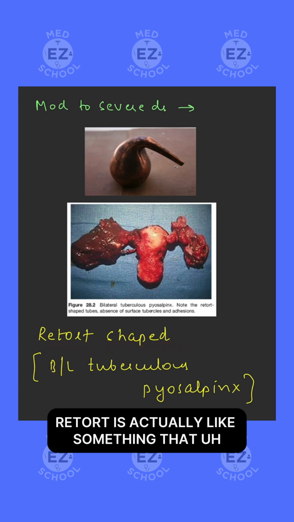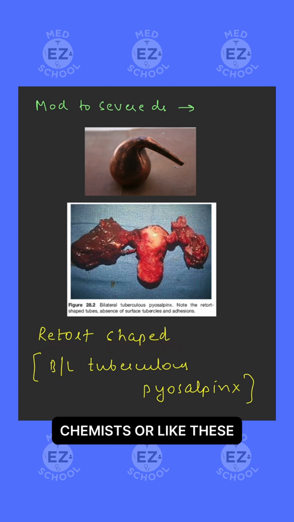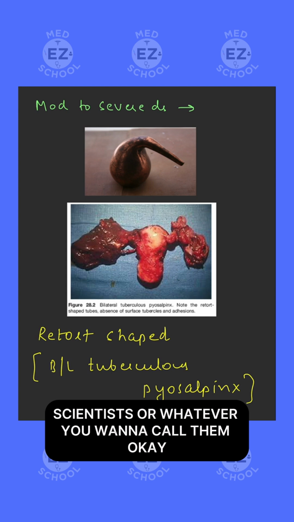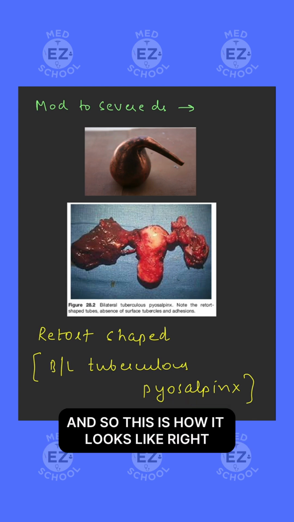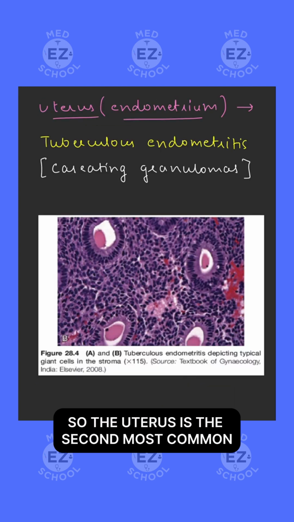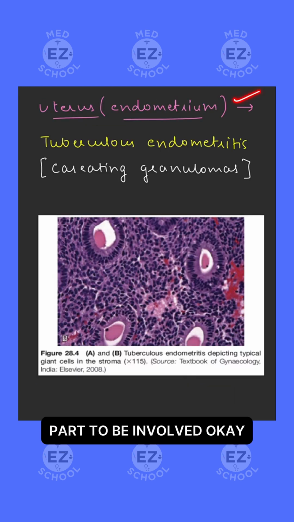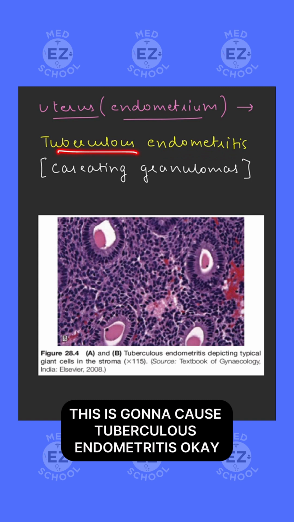A retort is something that chemists or scientists use. It's like a flask, okay? And so this is how it looks, right? The uterus is the second most common part to be involved, okay? So it's going to cause tuberculous endometritis, okay?